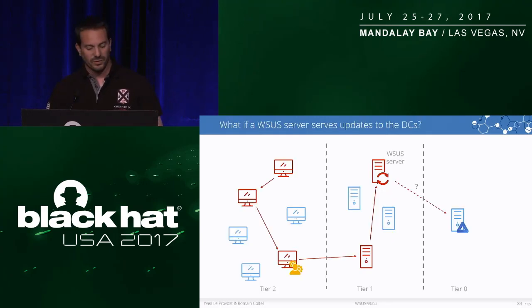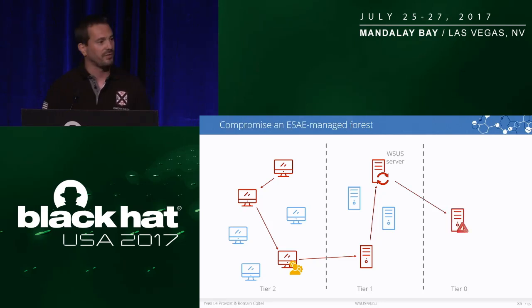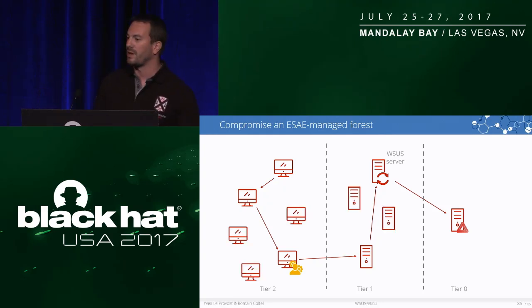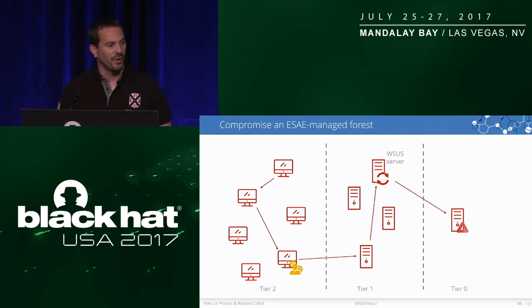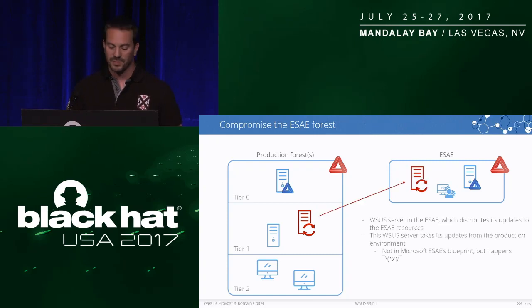Okay, if we go back to the pen test with the production forest, we can verify that the WSUS server has delivered these updates to the different servers. And among the affected servers, there are some domain controllers. So I guess the answer is that we can actually compromise the production forest. Sometimes we can have a more dangerous configuration that could lead to the compromise of the ISAE forest itself.